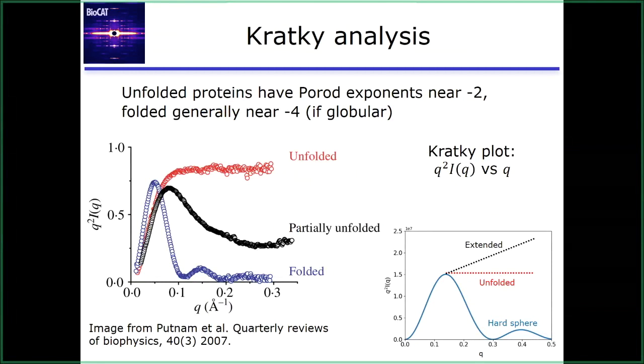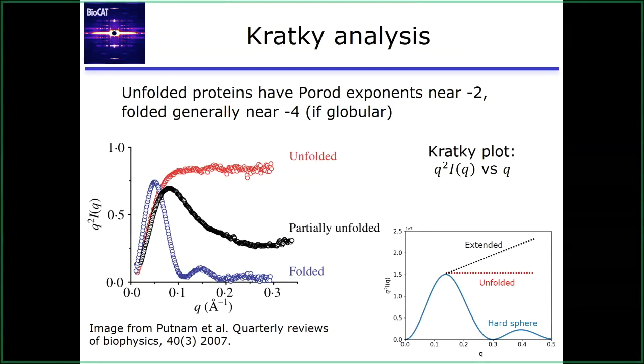Instead, you have something that's a lot more globular. It's closer to a hard sphere. It has an exponent more like q to the minus 4. It's going to still come up, and then it's going to decay again, because even after we've multiplied by q squared, it still has a q to the minus 2 decay. So it's slower, but it's going to come up and go back down.